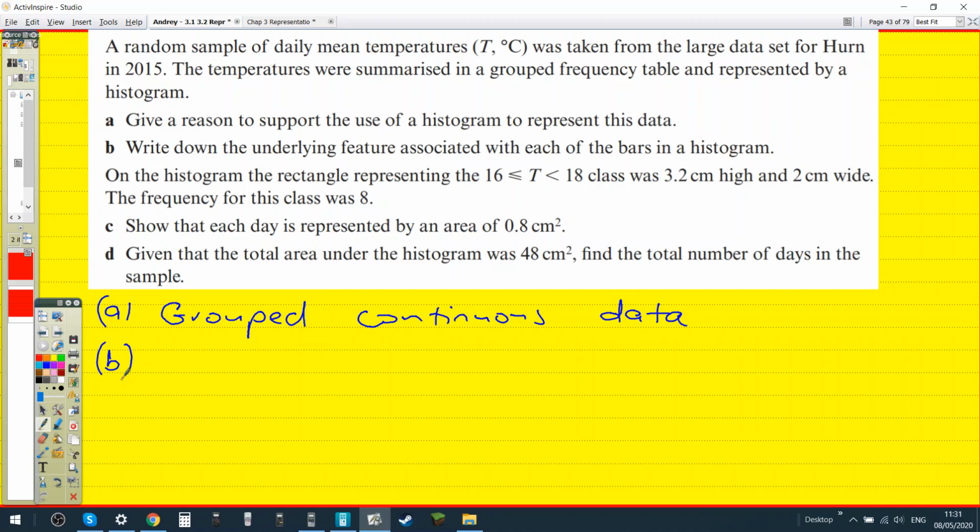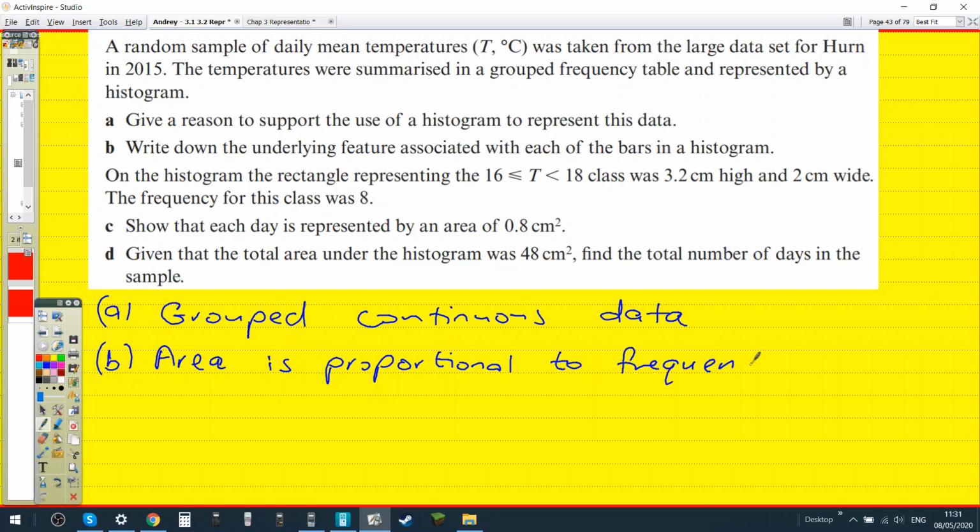Histogram. They're all joined up. I don't know. They're looking for a phrase. Area is proportional to frequency. So base times height equals area. Class width times frequency density is frequency. Area is proportional to frequency. Yeah. So the area of the graph is proportional to the frequency.